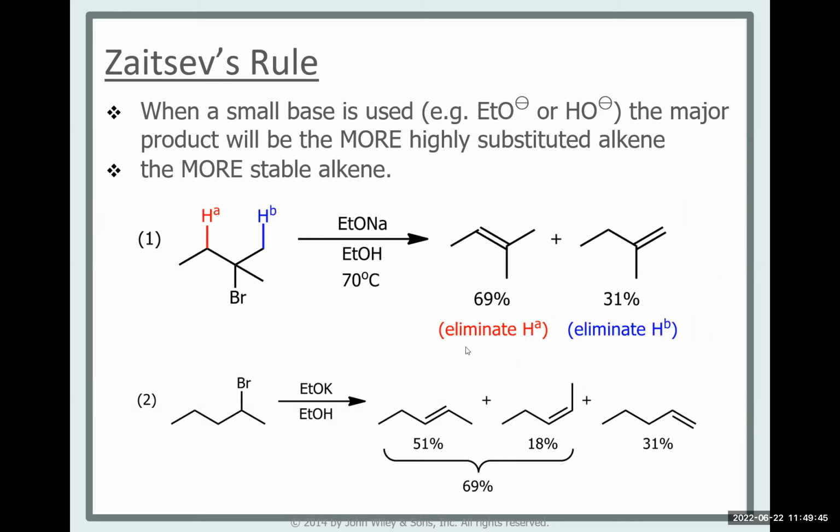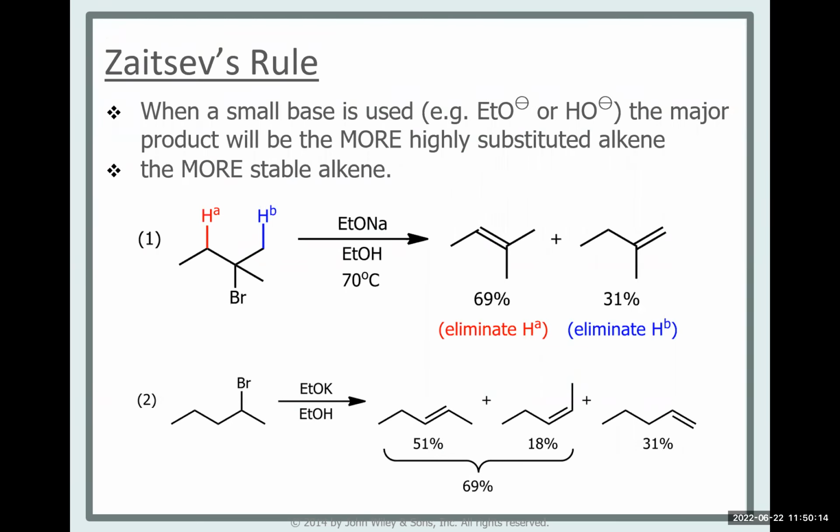Zaitsev's rule tells us that if we have a small, narrow nucleophile or base that's coming in to take our proton away, it will always give a higher percentage of the more stable alkene. So the way I remember that is Saytzeff. It's sometimes spelled with Z and it's sometimes spelled with S. I don't remember which one's right. I think it's a German name, so people just change it to S because that's what Americans do.